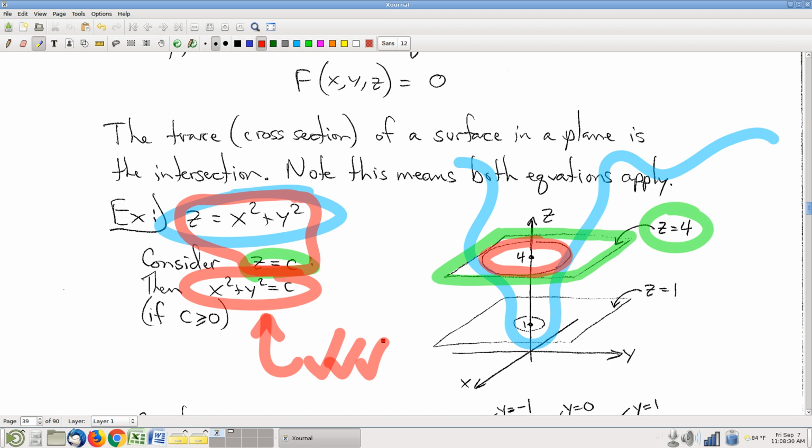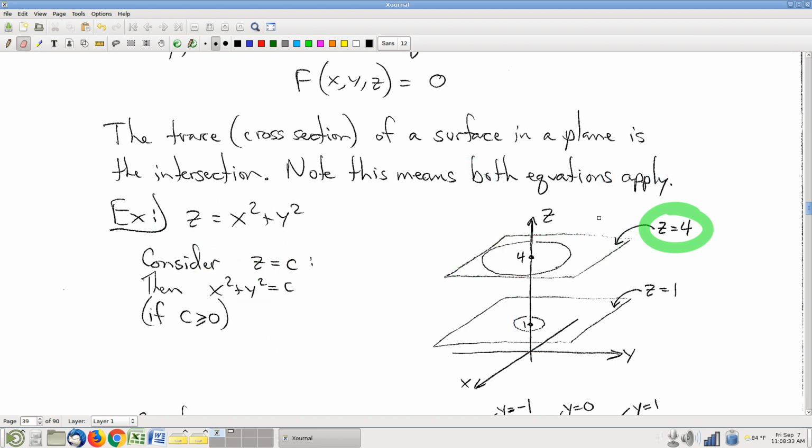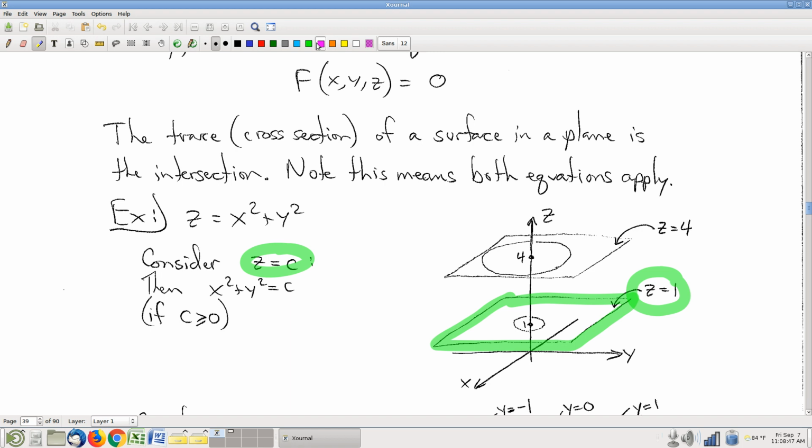Everybody on board? So this is called taking a cross section, or as the book would have you call it, the trace. I like cross section. And you can just keep doing this, right? The horizontal cross section down a little lower gives you a different equation of 2 variables, a slightly smaller circle. And you can do this for as many planes as you want, and you can see what all these cross sections look like. And not surprisingly, if c is negative, there's no way x squared plus y squared could be negative, right? So there is no cross section there.